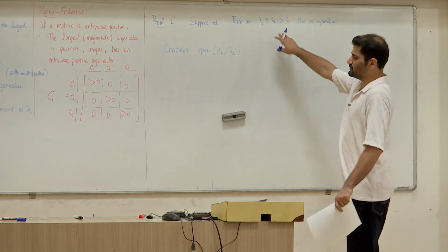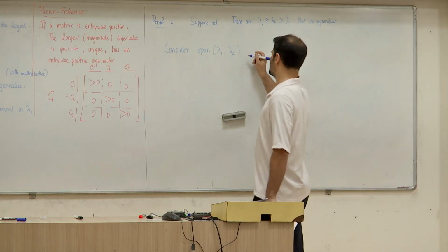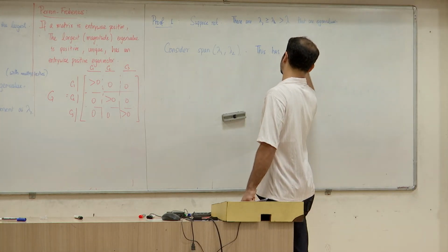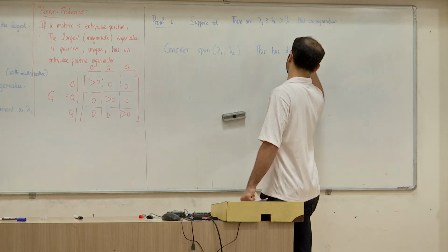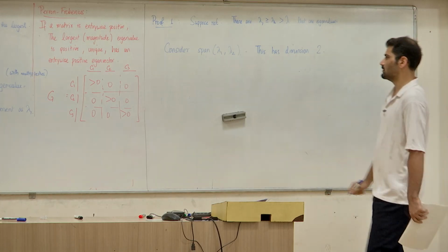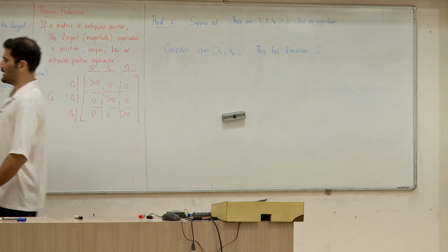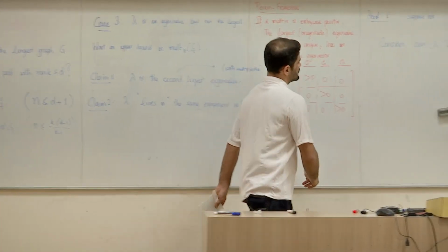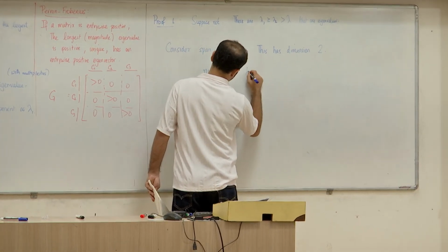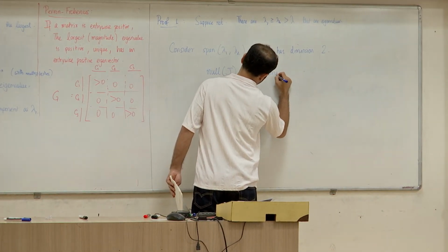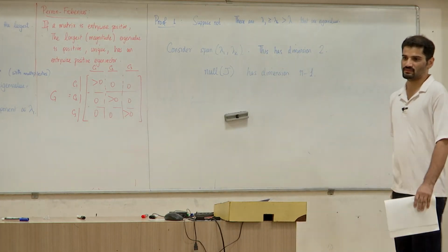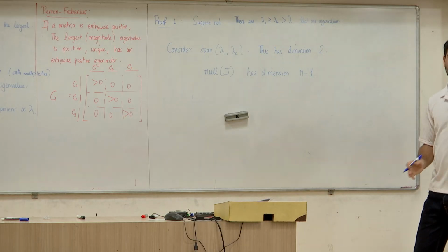So consider this. I'm counting them with multiplicity. So this span has dimension 2. Okay. Moreover, I know that the null space of J has dimension n minus 1. Okay, it's 1 1 transpose. There's one eigenvalue, everything else is null space.